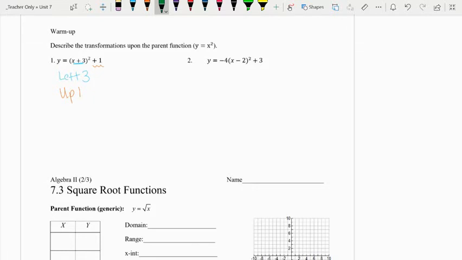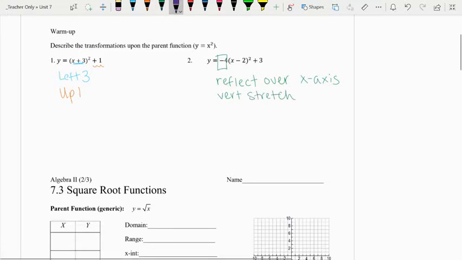Okay. So then on number 2, we only have one added thing to it, which actually technically is 2 added things. We have a -4 on the outside, which means that it is going to reflect over the x-axis. And it is also going to vertically stretch. Okay. So again, inside, left and right, because it says -2, that's going to move right 2. And on the outside, +3 means up 3.